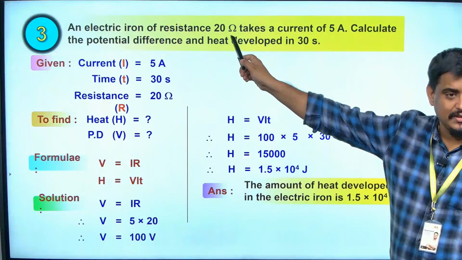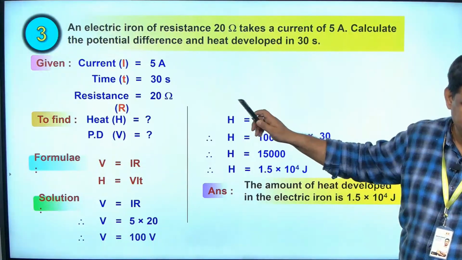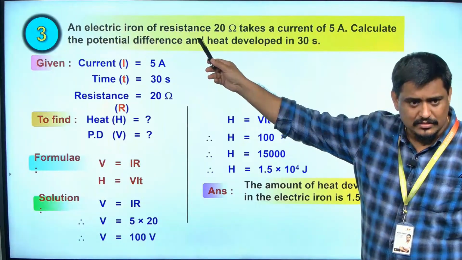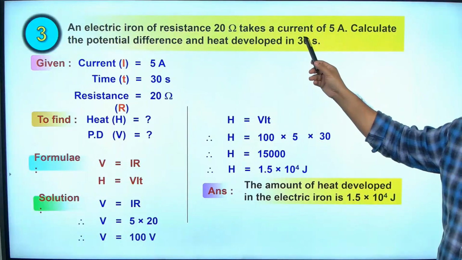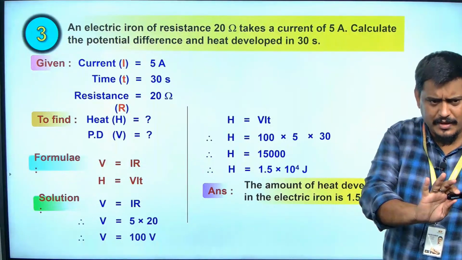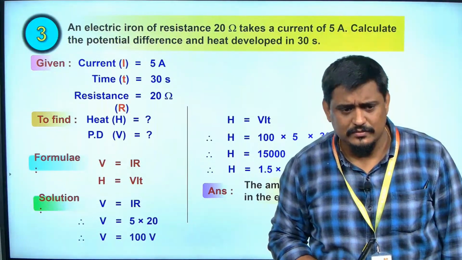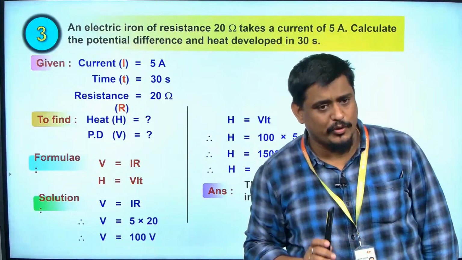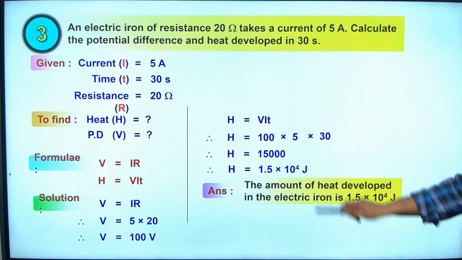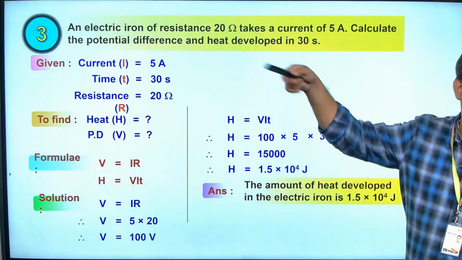See, R is given. If you write the data, okay, leave this question. At least you are understanding resistance means R, current means I, time is 30 seconds. That much you are identifying. You know V is equal to IR. Ohm's law you don't know, then you will have problem. V is equal to IR, I is given, R is given, multiply both, get V.